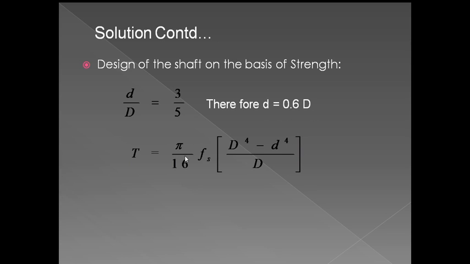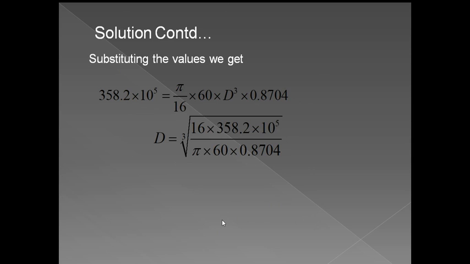Torque equal to pi by 16 into tau into (capital D power 4 minus small d power 4) by capital D. So that is why it is pi by 16 into tau into D cube into (1 minus 0.6 power 4). Small d is replaced with 0.6 capital D, so that we take out the capital D. Then this is the equation. Here we are substituting the values of torque and shear stress.